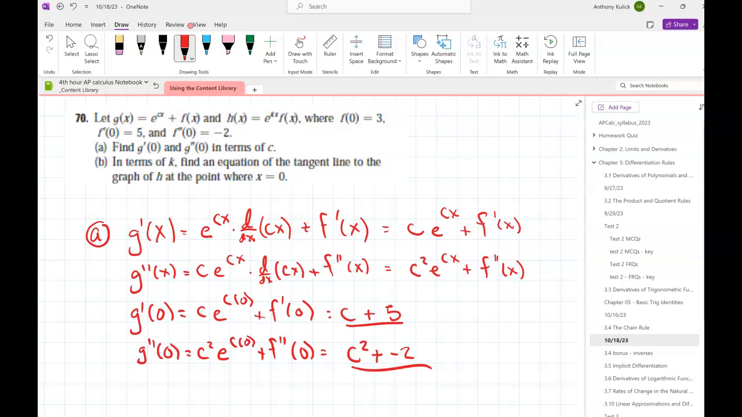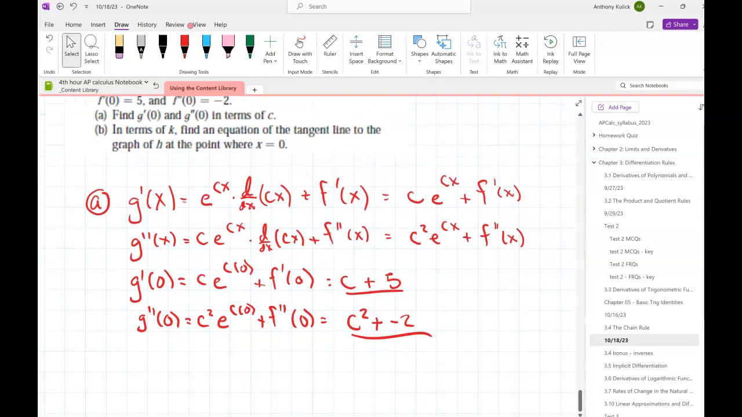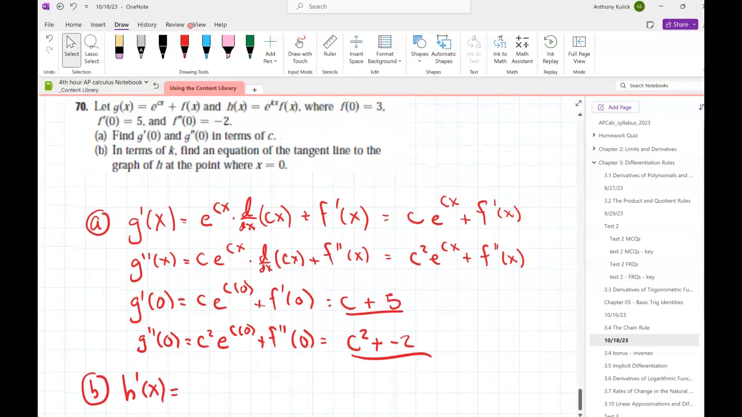And then part C says, in terms of k, find an equation of the tangent line to the graph of h at the point x equals 0. All right. So the first thing I'm going to need if I want the tangent line is a slope function. So that's going to be the first derivative of h.